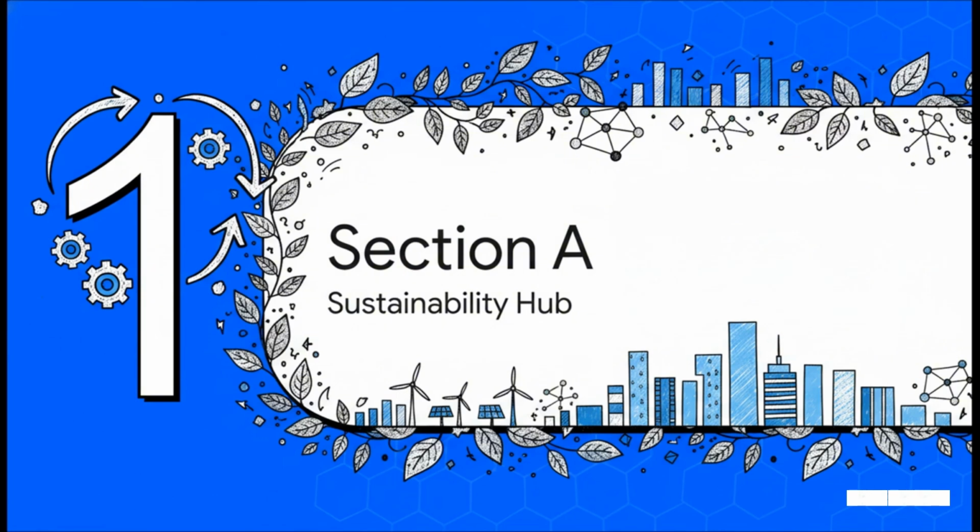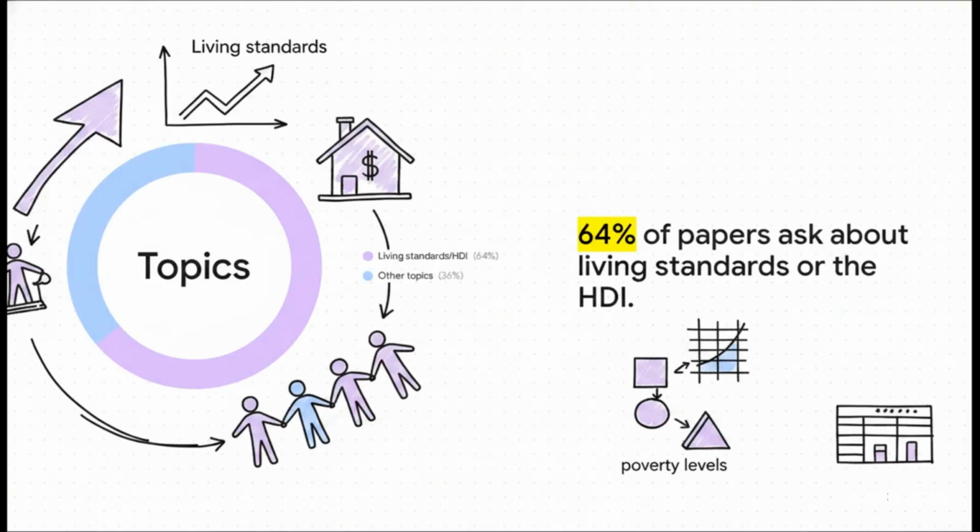All right, let's kick things off with Section A, the Sustainability Hub. So, Section A is your data response. And if you look at the recent years, the themes here have shifted quite a bit. It's essentially become Cambridge's hub for sustainability and development. The probability we're dealing with here is actually massive. Like 64% of recent Section A papers heavily feature living standards and inequality. So you're highly likely to face a table of data where you've got to link something like the Gini coefficient or the Human Development Index directly to poverty levels.